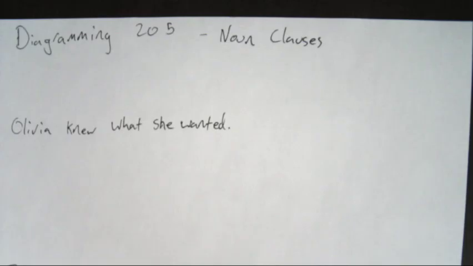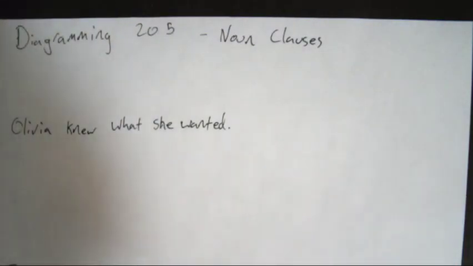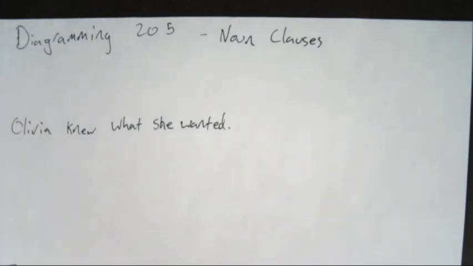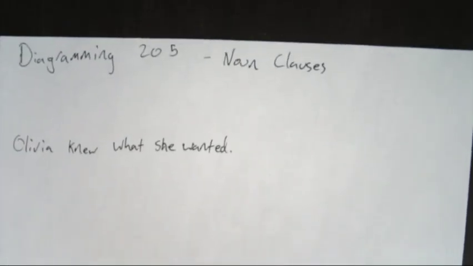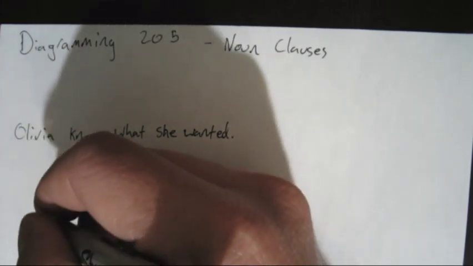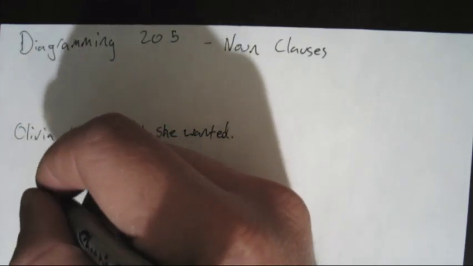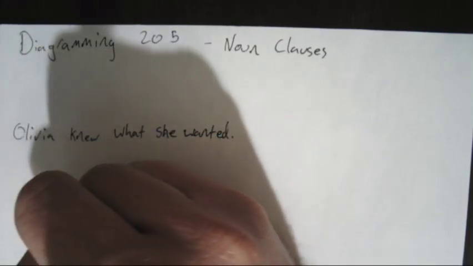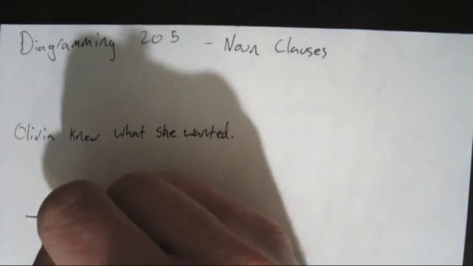Okay, noun clauses. So I've got an example sentence here: Olivia knew what she wanted. All right, so let's just start with the basics like we always do. And I'm going to give myself a little bit of space up high because I can already see that we're going to have to expand up some.